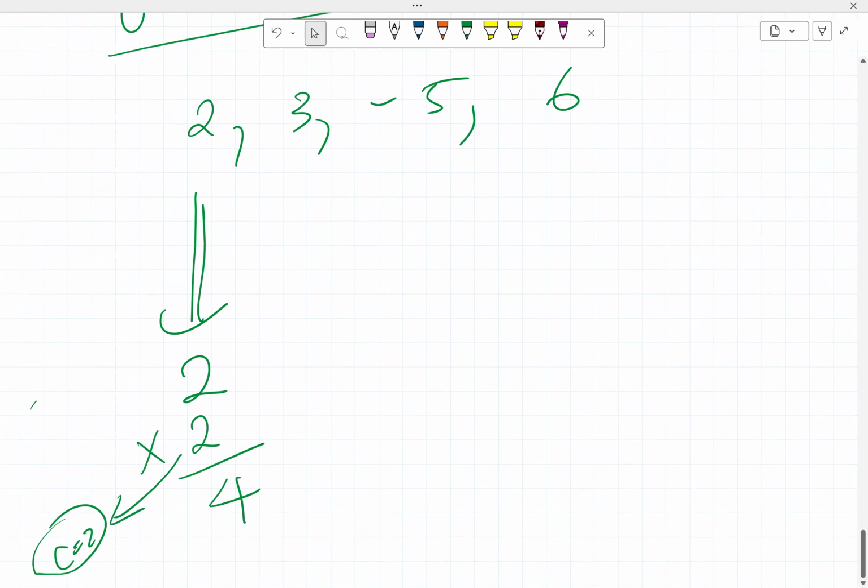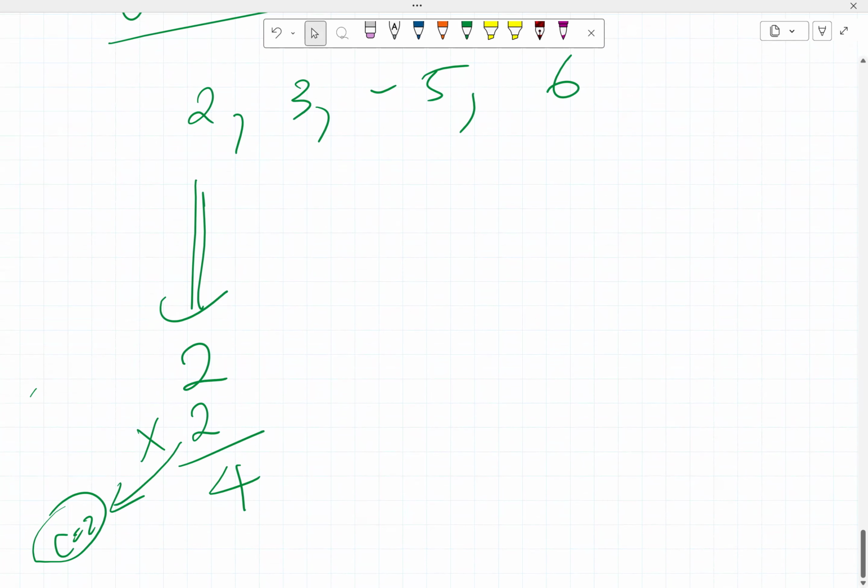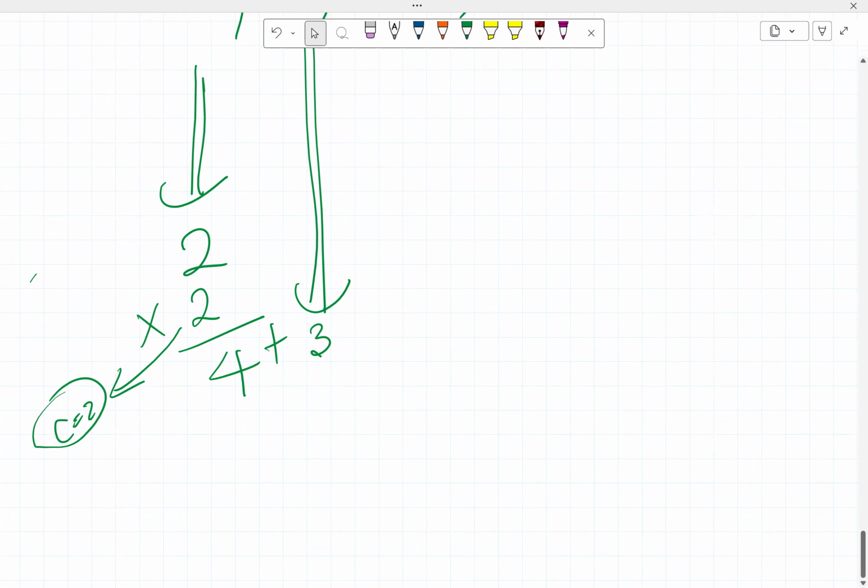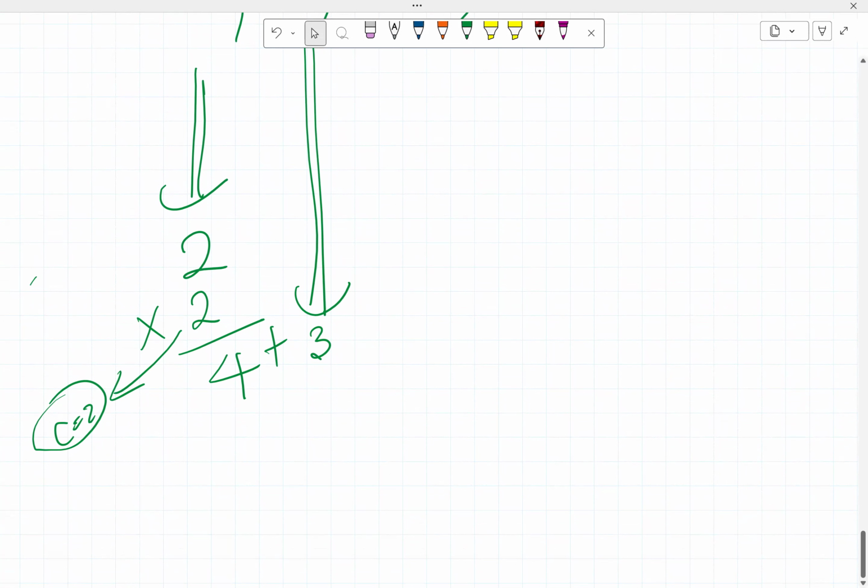Having got that 4, we can now add it to the next coefficient. Okay, I think I'm getting the hang of it. So we add to this next coefficient, which is going to give us 7. Don't forget, you take note of this first coefficient you dropped, and when you add these two, you get 7. So you also have to pay attention to this 7.